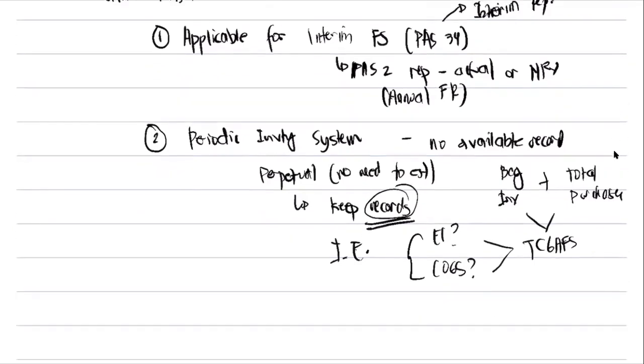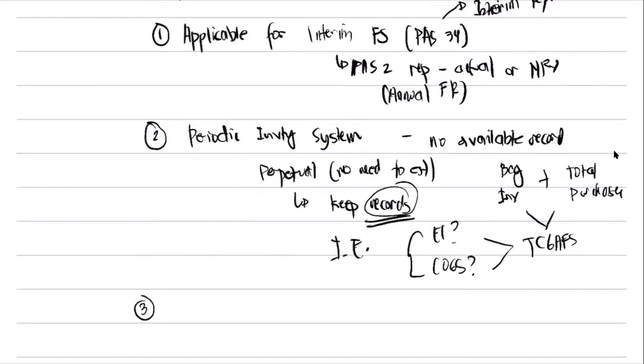Okay, another limitation is that the gross profit rate for the sale of inventory is stable throughout the period.